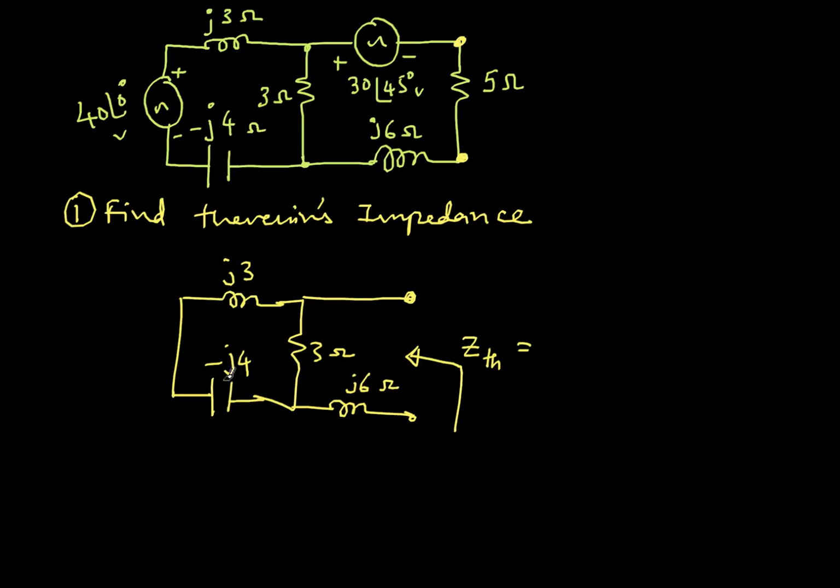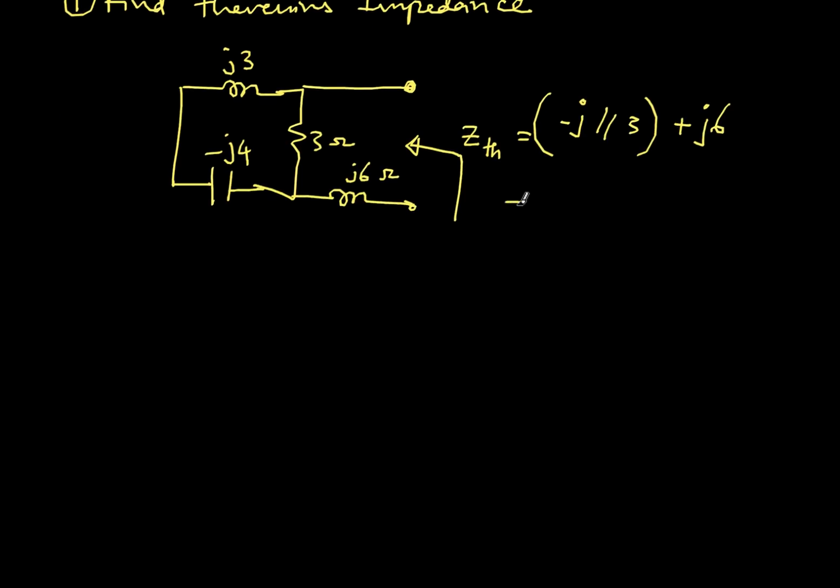So I get J3 and J4 in series, so plus J3 minus J4. That will be minus J. This is in parallel with the 3 ohm resistance, and that combination is in series with the 6 ohm resistance. So I just add like this. This is my Thevenin's impedance. How do you find the parallel combination? It is nothing but Z1 Z2 by Z1 plus Z2. So minus 3J divided by 3 minus J. This is the equivalent impedance of the parallel combination, plus J6 is the series branch that we are adding. So this is the total impedance that is viewed from the outside.